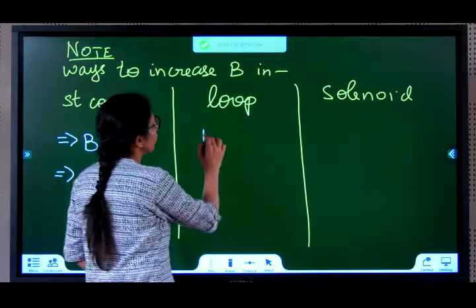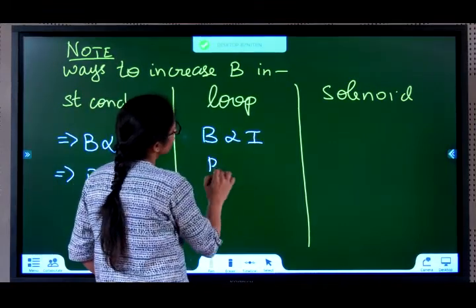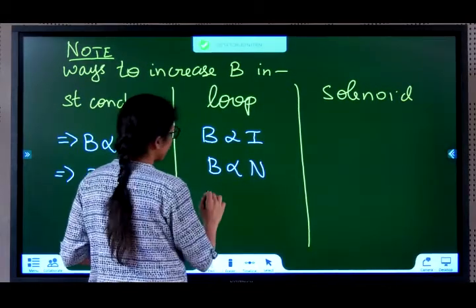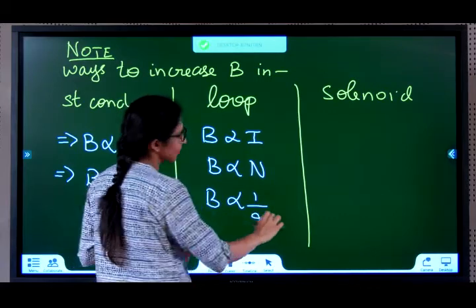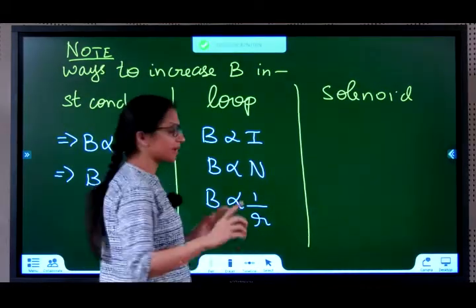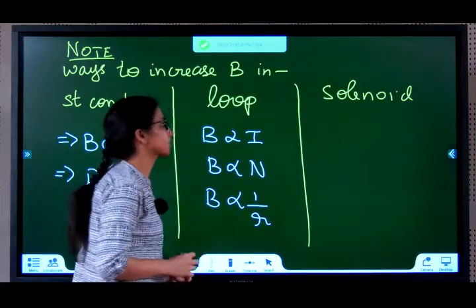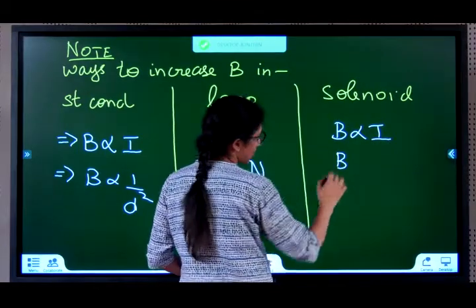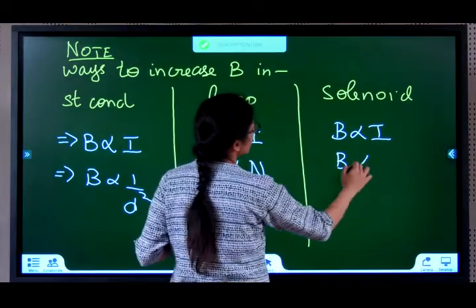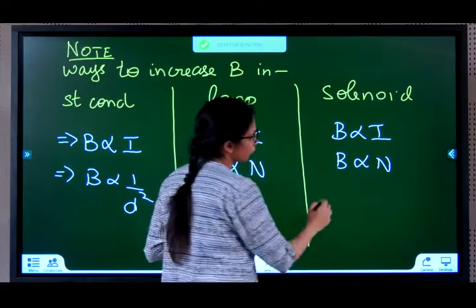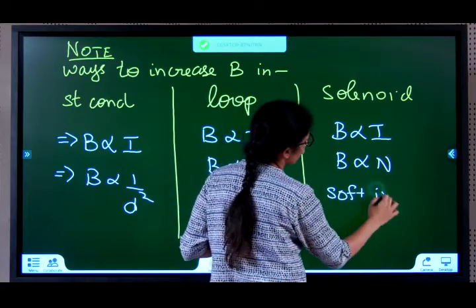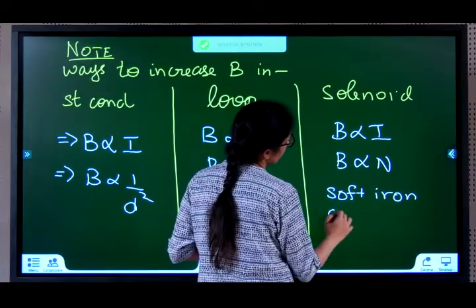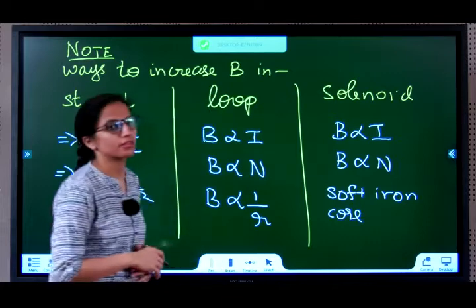What about circular loop? 1, B is directly proportional to I, 2, B is directly proportional to the number of turns of the circular loop, and 3, B is inversely proportional to the radius of the circular loop. At the center of the loop, the magnetic field strength is inversely proportional to the radius of the loop. Solenoid, B is directly proportional to I, B is directly proportional to the number of turns, and also by placing the soft iron core along the axis of the solenoid, we can increase the magnetic field strength.